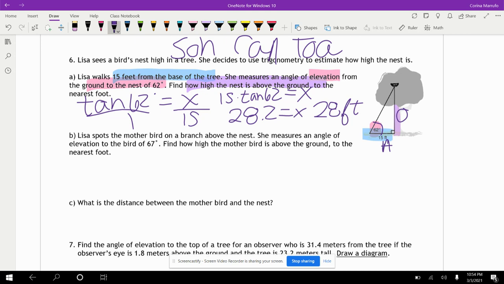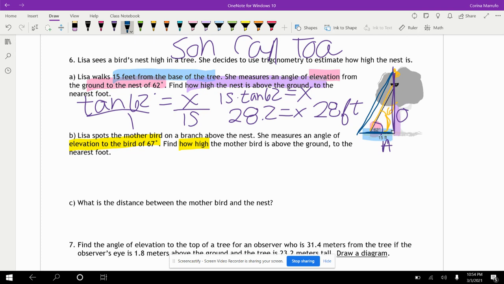The next part says Lisa spots the mother bird on a branch above the nest. She measures the angle of elevation to the bird of 67 degrees. Find how high the mother bird is above the ground. So she ends up seeing this little mother bird a little bit higher. Let's just pretend this is a bird. The angle of elevation now ends up being a little bit bigger because she has to look higher, and they say that it is 67. We're still looking for the opposite because we still want to know how high the bird is. We're standing in the same place, so we're still 15 feet away. The only thing is that this triangle is slightly bigger.